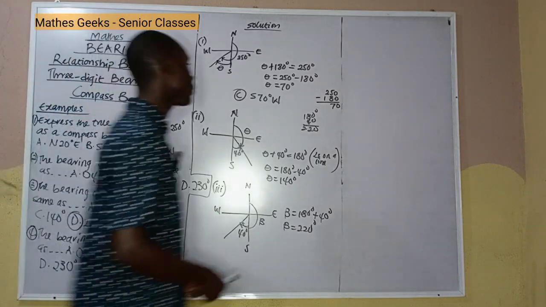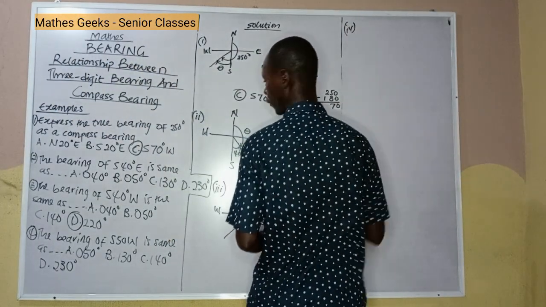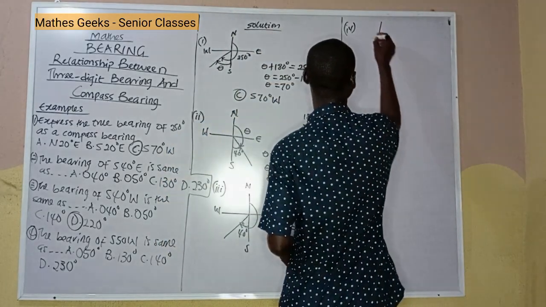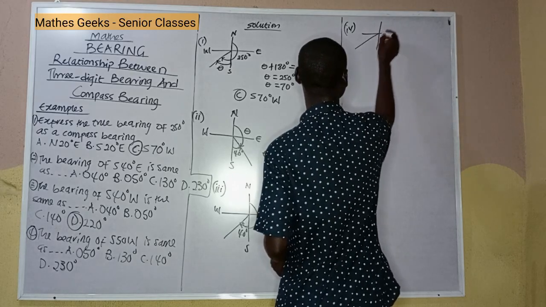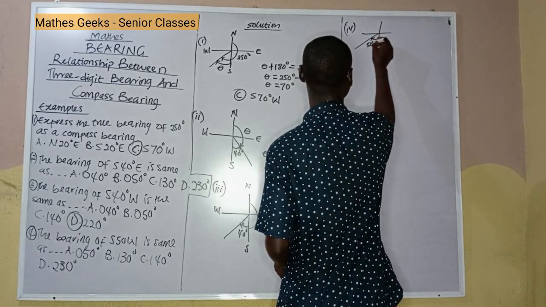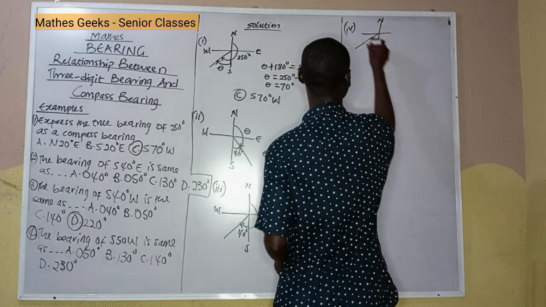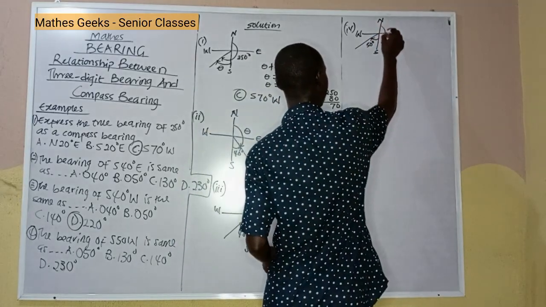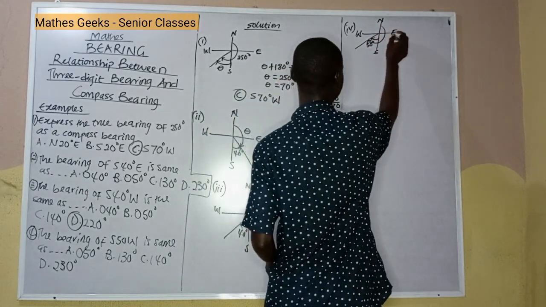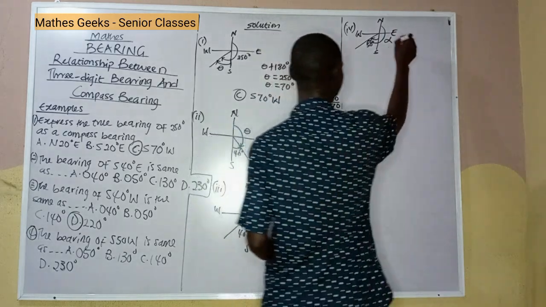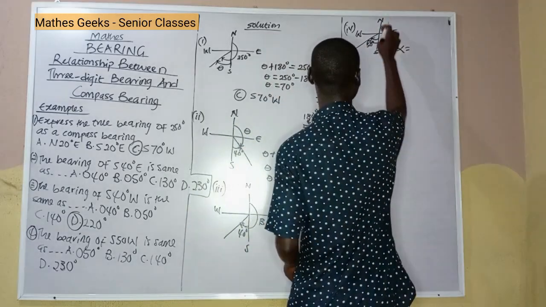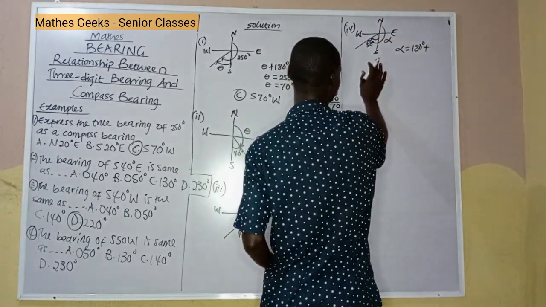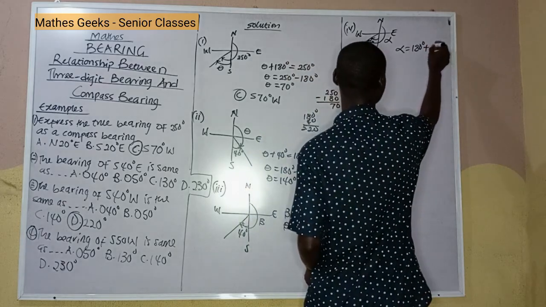And then number 4. The bearing of south 50 degrees west is the same as south 50 degrees west. So south 50 degrees west is going to look like this. 50 degrees west. So this is north, south, west, east. The 3-digit bearing will start from the north to this line. So let's call this alpha. Now alpha is the sum of 180 degrees from the north to the south, then from the south to this line, that will give us 50 degrees.